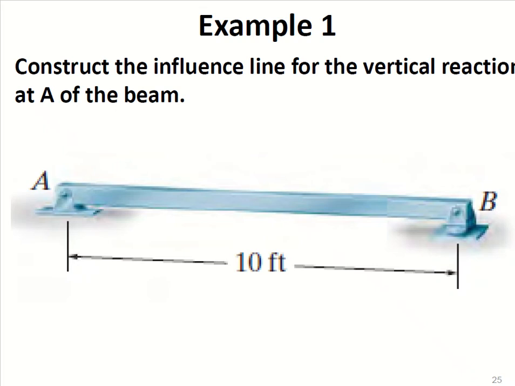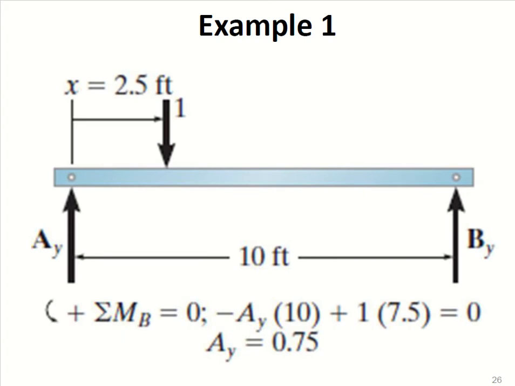So starting from the point where we left off in the previous video, example 1. What does it say? Construct the influence line for the vertical reaction at A. So we only have to determine the vertical reaction at support A of this beam, and you know the procedure. Just move the load either from support B to A or from support A to B.